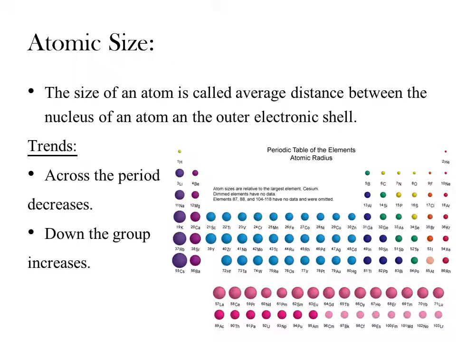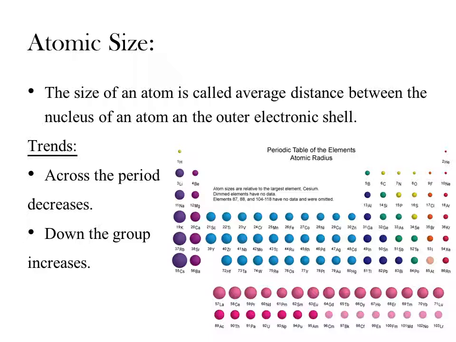Our next property is atomic size. The size of an atom is the average distance between the nucleus of an atom and the outer electronic shell or the valence shell. So students, when you are moving down the group, the atomic size increases because more shells are added. And when you are moving across the period from left to right, what happens there?